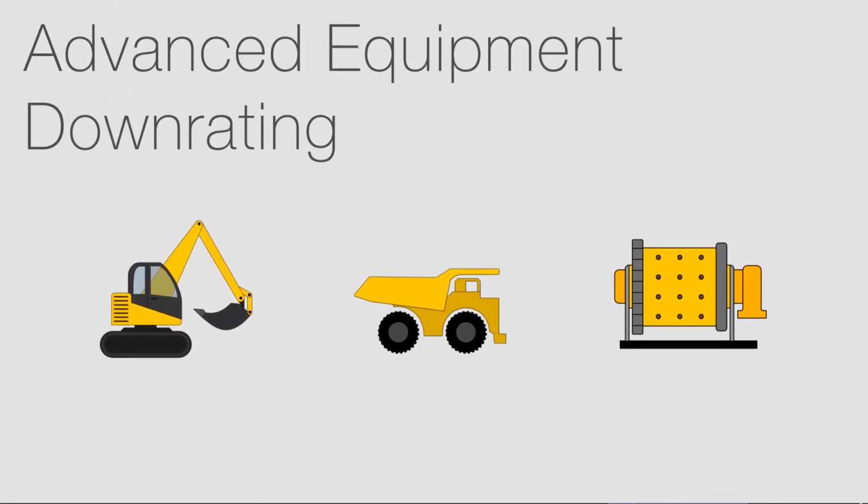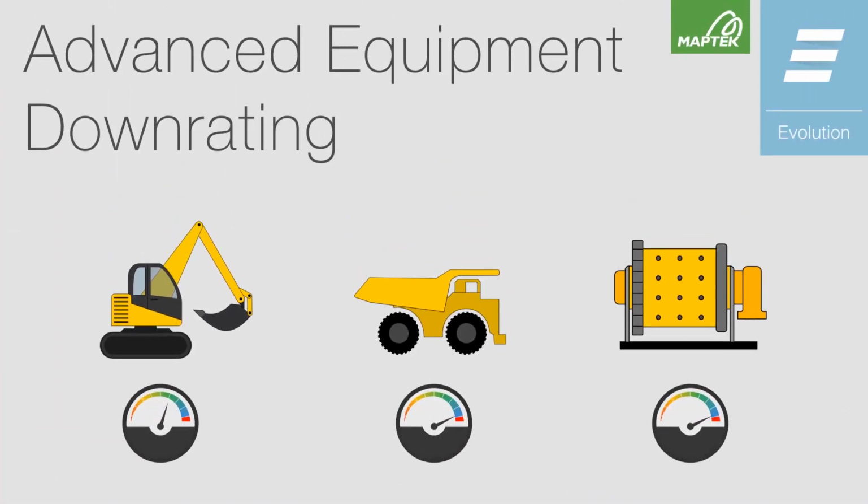The new advanced equipment downrating feature can automatically account for any haulage or mill productivity constraints. Using these constraints, Epoch intelligently downrates your primary equipment, ensuring that equipment utilization is maximized while ensuring mill targets are met.